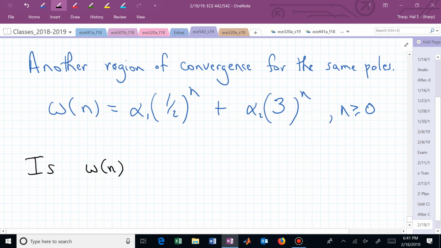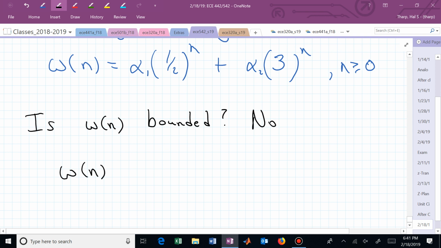Now that we know that, can we answer this question? And it's a good thing you corrected my mistake so that we are consistent on this answer. Is W of n bounded? No, you just have to start raising 3 to higher powers. The answer is no. W of n goes unbounded as n goes to infinity.